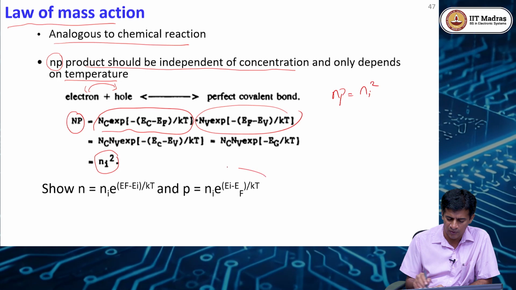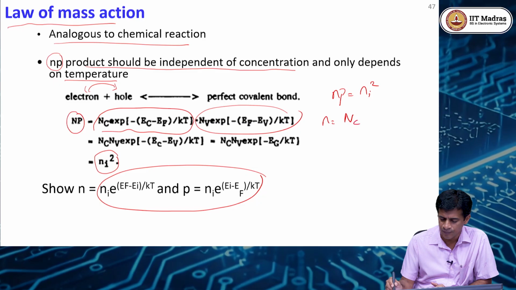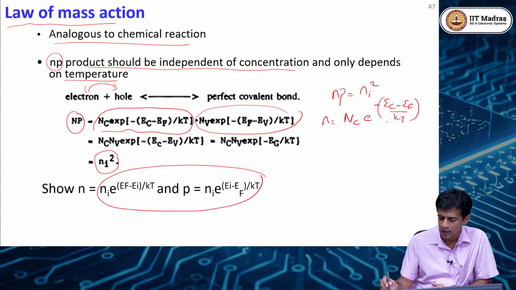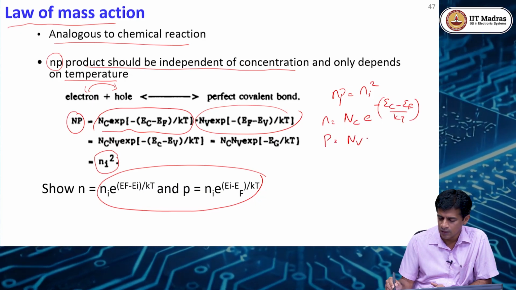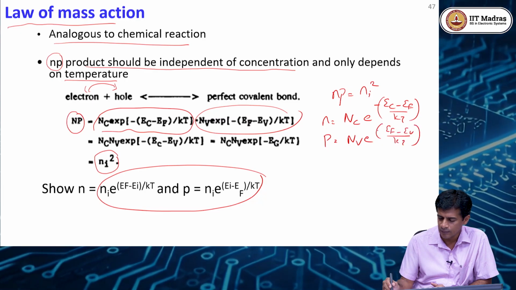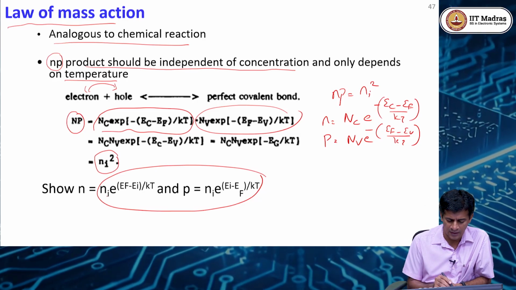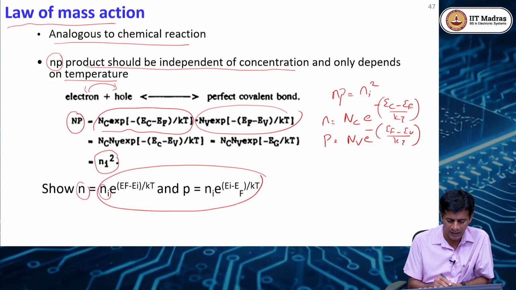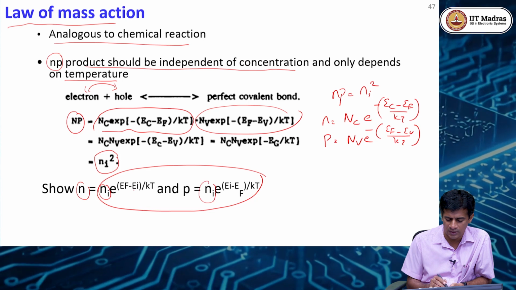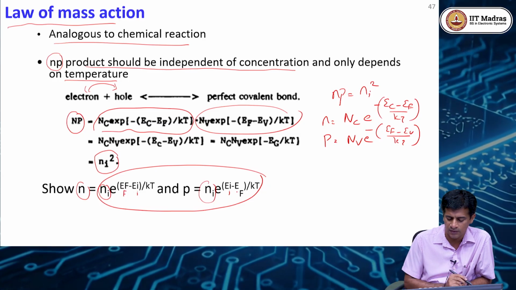So here is an exercise for you. Earlier we wrote that n is equal to Nc exponential of minus (Ec minus Ef) by kT, and similarly p is equal to Nv exponential of (Ef minus Ev) by kT. Eliminate Nc and Nv and write n as a function of ni, and p as a function of ni. I'm sorry, these are subscripts: Ei minus Ef, like this one.